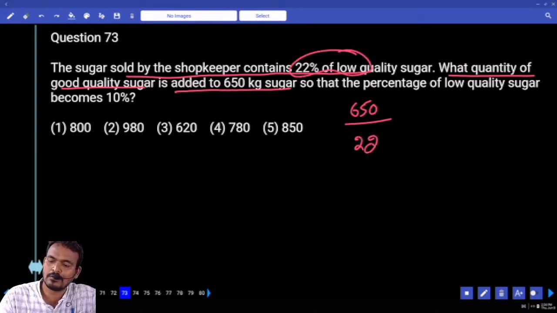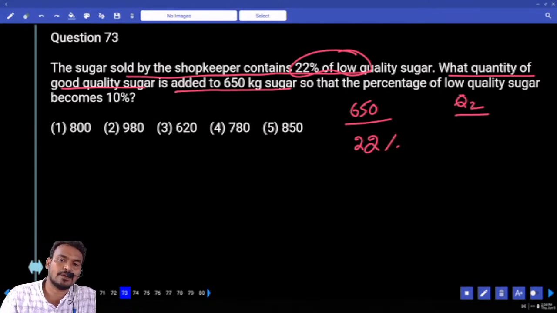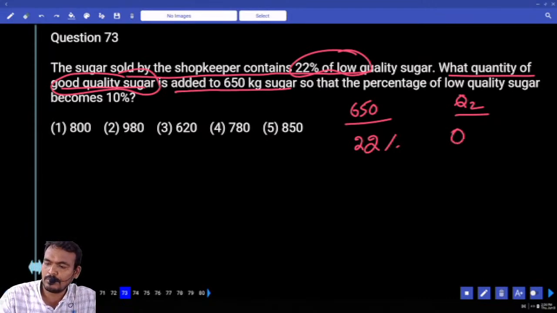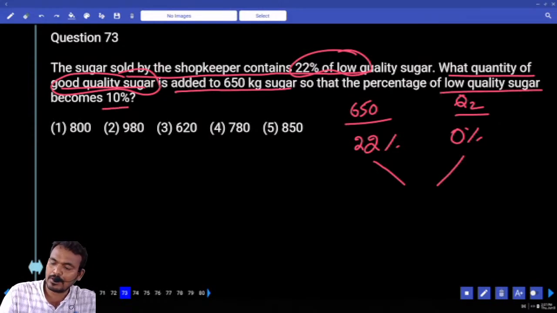In that, low quality is how much percent? 22% or not? We are adding some quantity of sugar, and that quantity is only good quality sugar or not? Means quantity 2 is only good quality. Only good quality means low quality is how much? 0% or not? Out of 650, low quality is 22%. Out of Q2, the low quality is 0%. If these two are mixed, we get the new mixture. In that new mixture, what is the low quality of sugar? 10% or not?